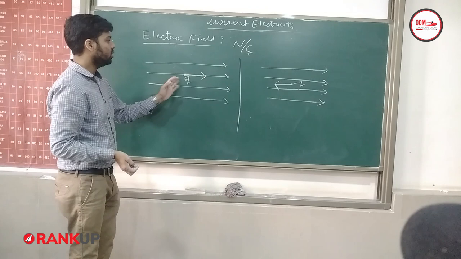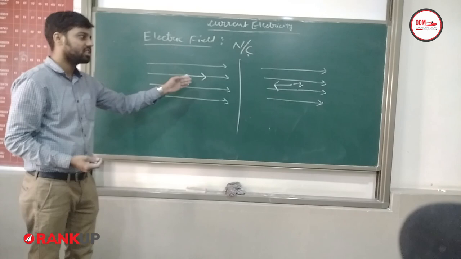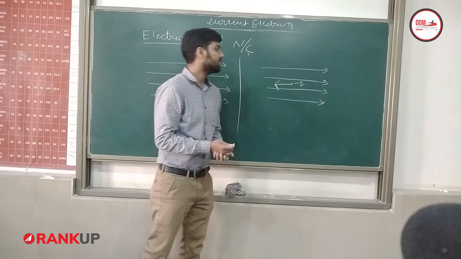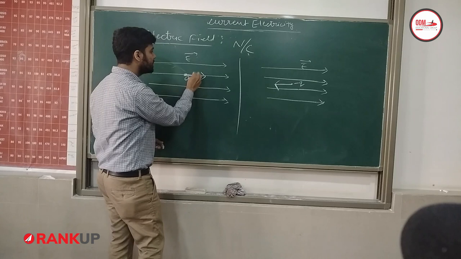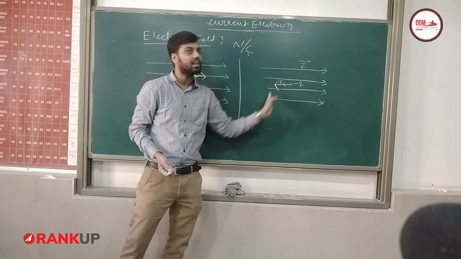If a positive charge is kept in an external electric field, the direction of force exerted on this positive charge is in the same direction as the electric field. And if a negative charge is placed in a given external electric field, then the force upon this negative charge is in the direction opposite to that of the electric field. Here the electric field direction is this side, and the direction of electrostatic force upon this charge is this side. So the force upon minus q is opposite to the electric field direction, while for the positive charge it is in the same direction as the electric field. Got it?